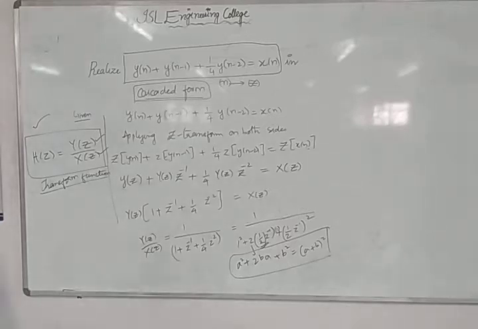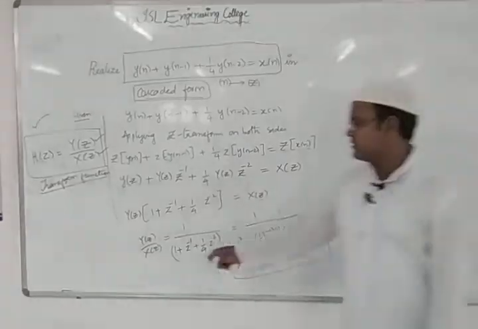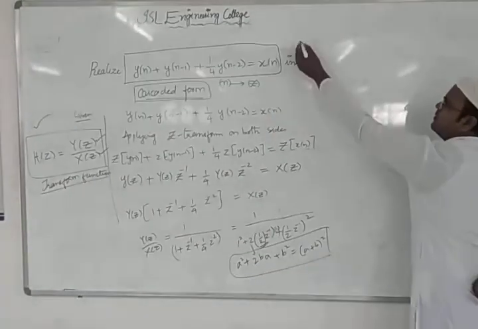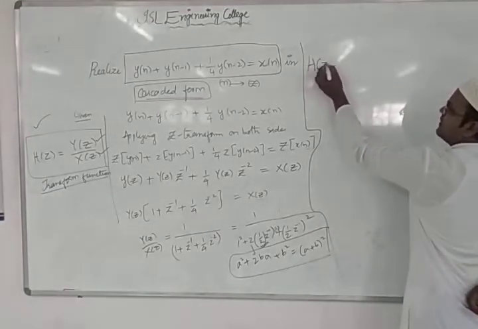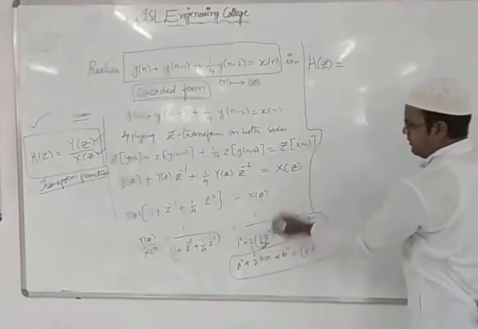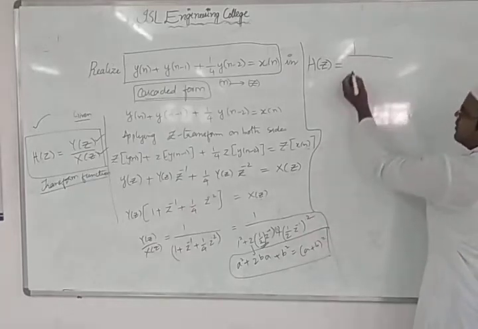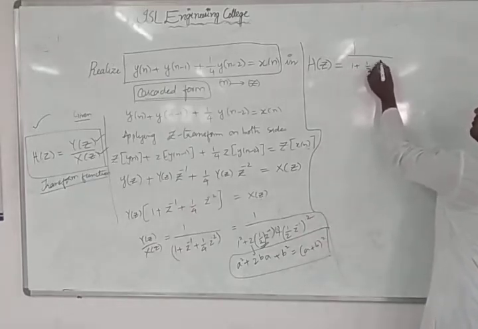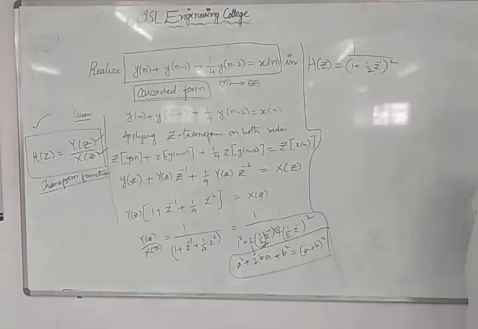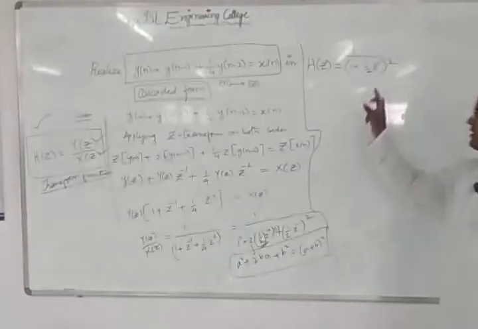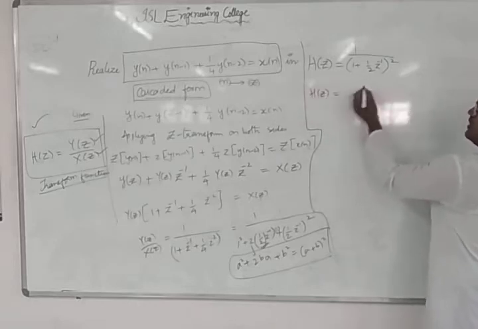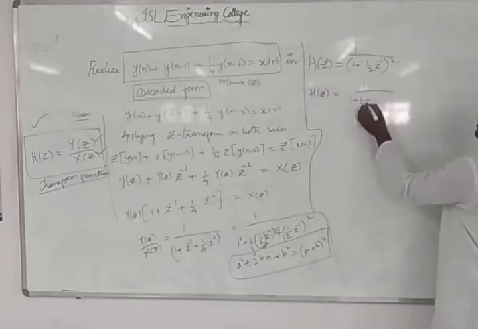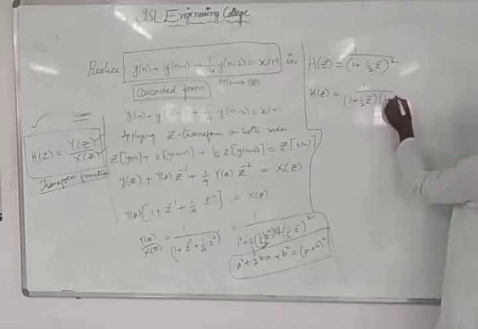So we get y of z by x of z. What is the value, students? I can write this as h of z. So h of z is equal to what I got here: 1 by 1 plus 1 by 2 of z power minus 1 whole square, because it's the whole square of this factor. So h of z is equal to 1 by 1 plus 1 by 2 z power minus 1, into 1 by 1 plus 1 by 2 z power minus 1. So I got this factor.